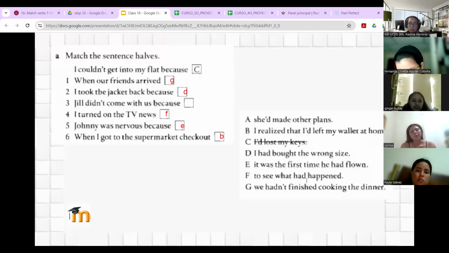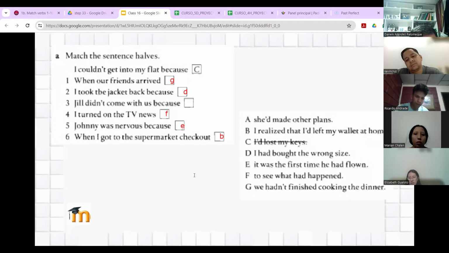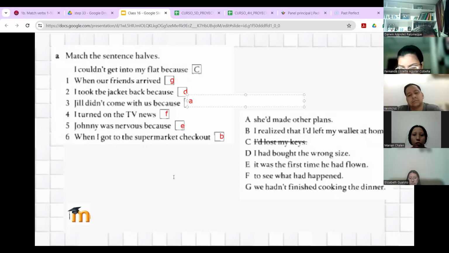And we have number 3. Who is number 3? I think that would be Gonzalo. No, I didn't ask Gonzalo. Number 3, Ricardo. But I think Ricardo left for a little while. But there you are, Ricardo. So the one that is left, read the sentence. You didn't come with us because she had made other plans. Exactly. So first she made the plan, then she didn't come.